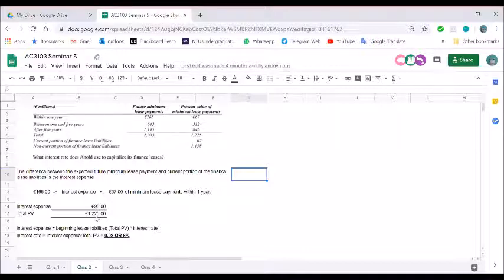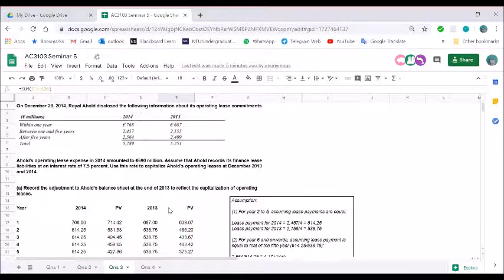So therefore we get our interest expense of 98, and we are given the total present value of the lease liabilities to be 1225, and therefore our interest rate would be 98 divided by 1225, which is interest expense divided by total PV, giving us a value of 8%, which is therefore the interest rate that Ahold uses to capitalize its finance leases. And so now moving on to question 3.